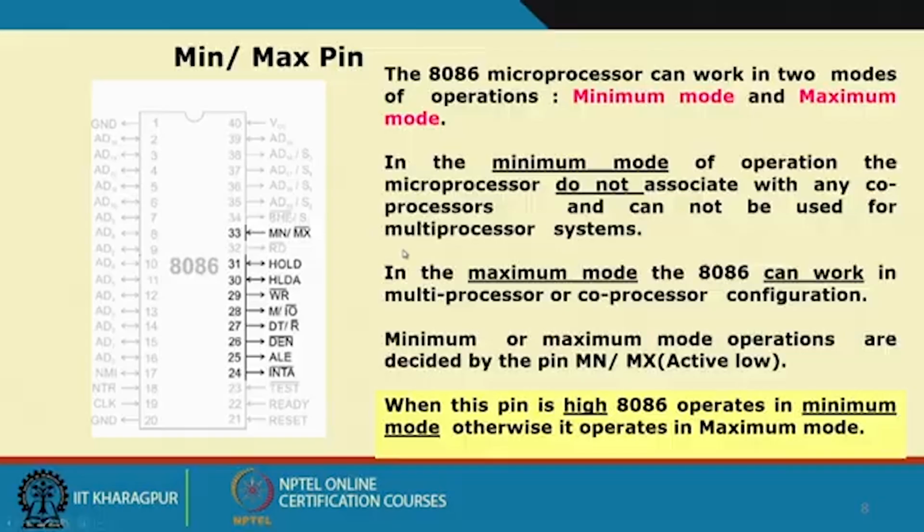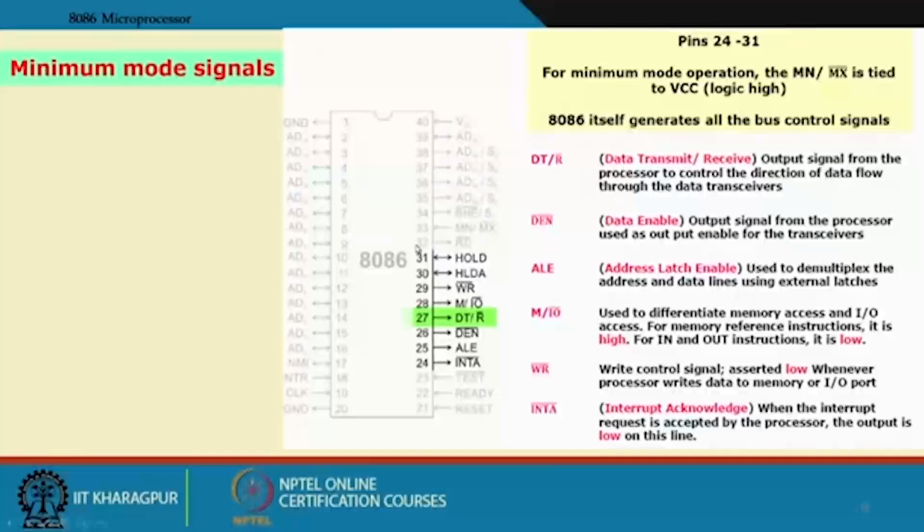Then it is activated by this MN/MX bar line. For minimum mode of operation, you should put it high, and low for maximum mode. So, for minimum mode of operation, this MN/MX bar line should be tied high. And then we have these other lines, where the 8086 will generate all the control signals for the operation, because that is the only master for the bus that we have in this mode.